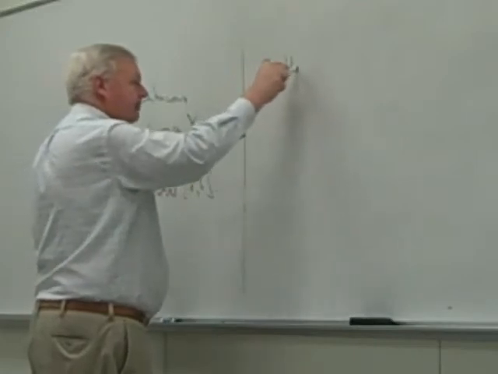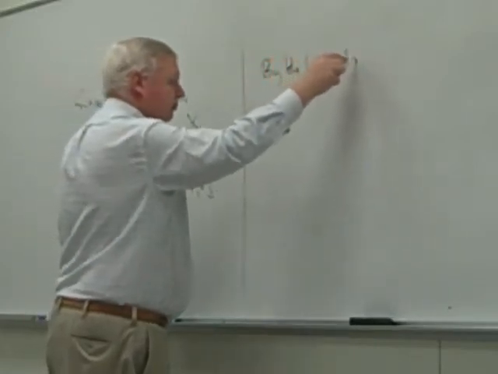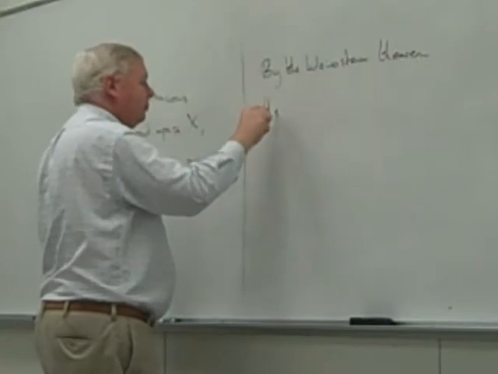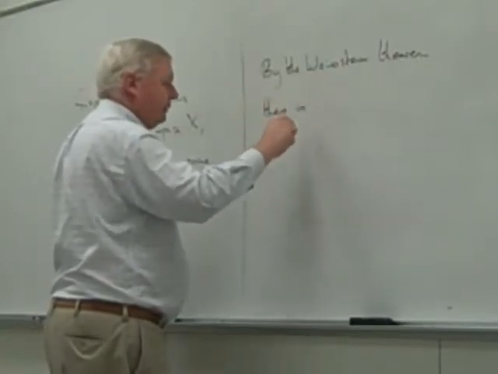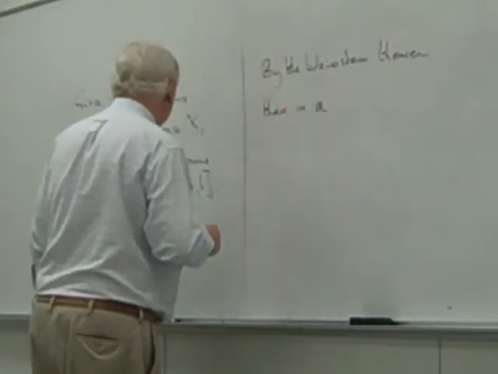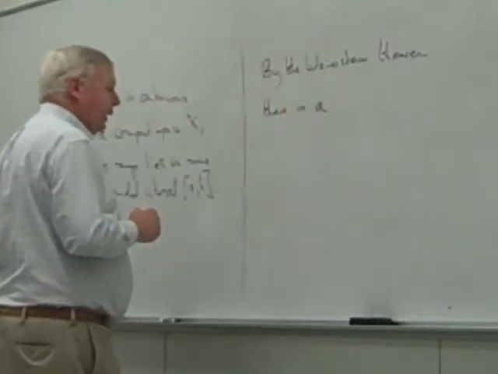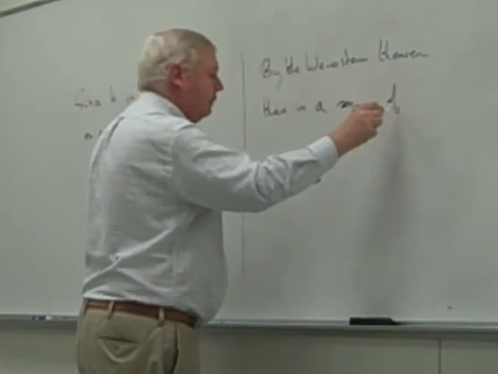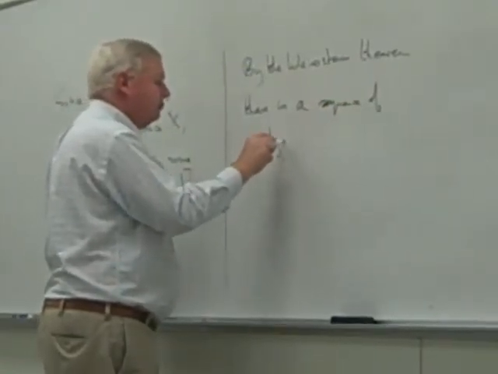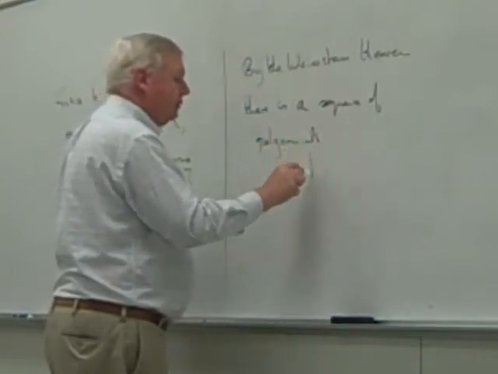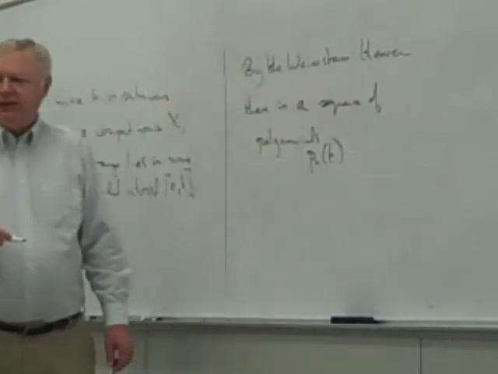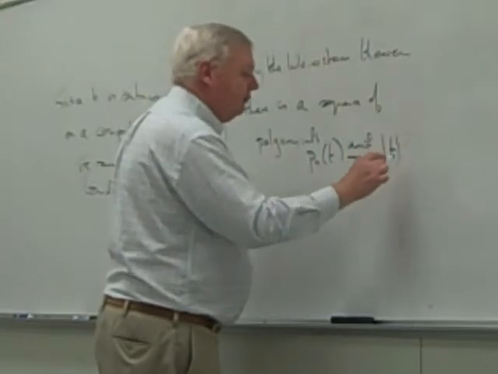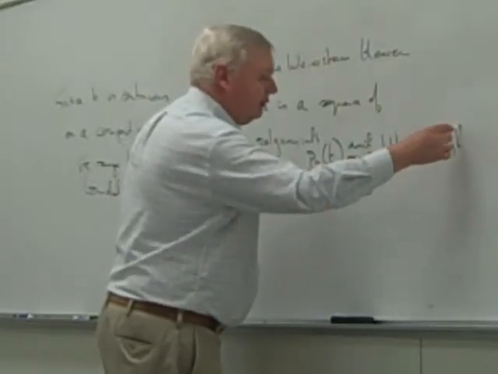So by the Weierstrass theorem, there is a sequence of polynomials, I'll use a different letter, Pn of t, converging uniformly to the absolute value of t on the interval A to B.